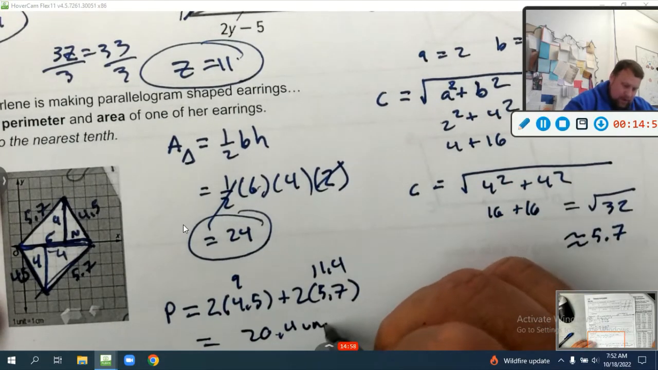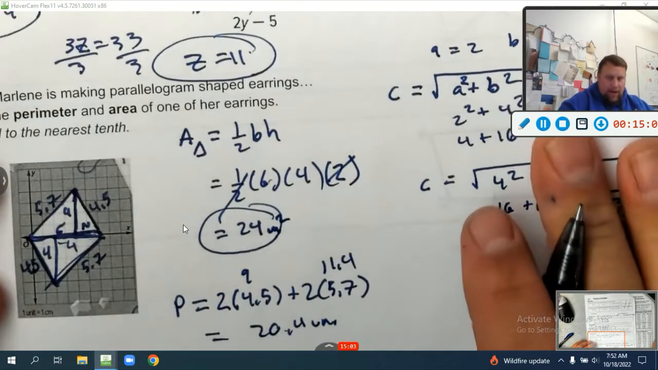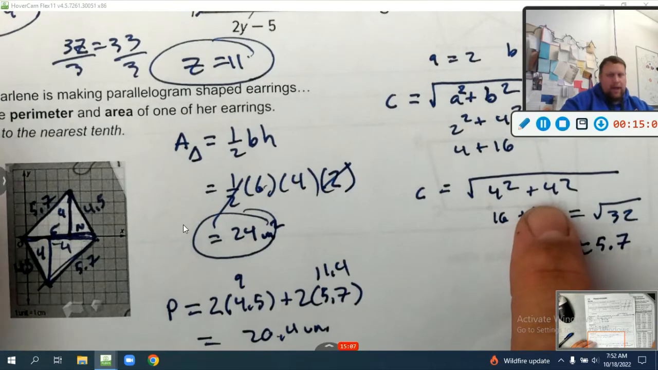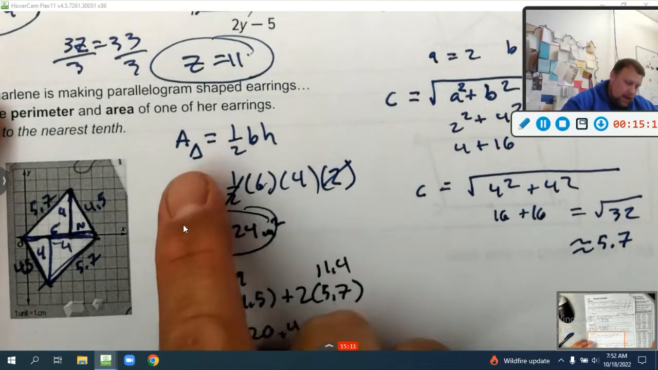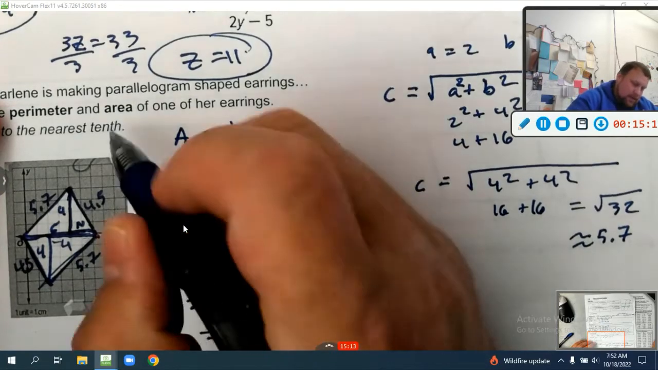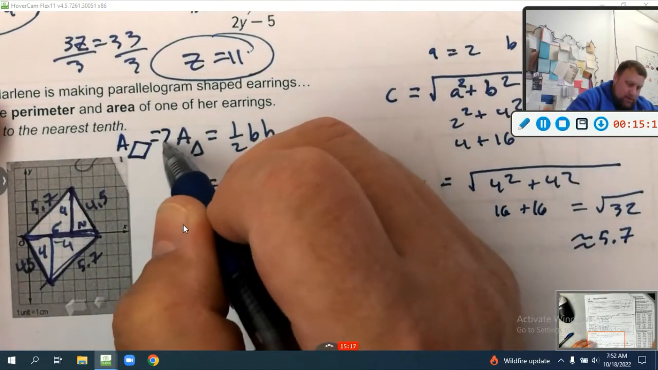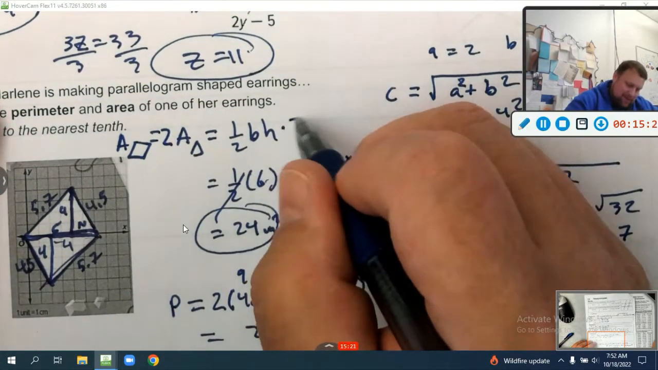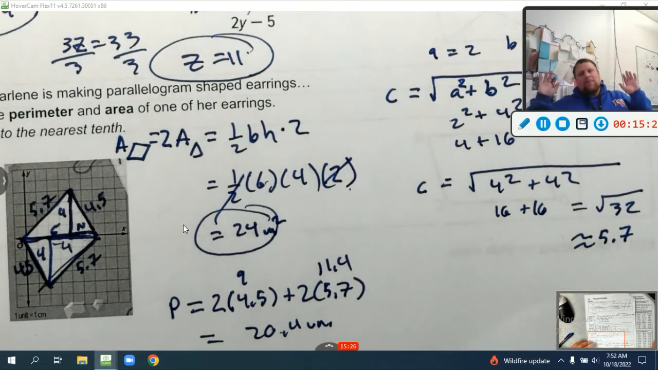Up here I should probably say units squared. Also, something I want to add. So check that out. Isn't that awesome? Works out pretty good. We used our Pythagorean theorem to find the hypotenuse. But up here I want to add something to this. The area of the parallelogram equals 2 times the area of the triangle, which is what we really did. Because we multiplied times 2, right? So I just want to say that. I want to make sure and get that out there.